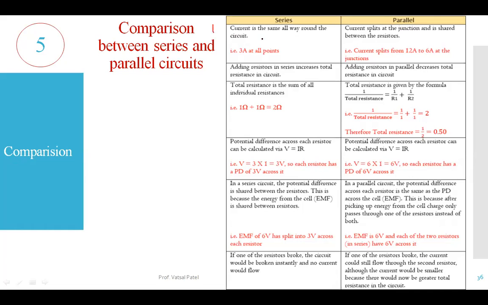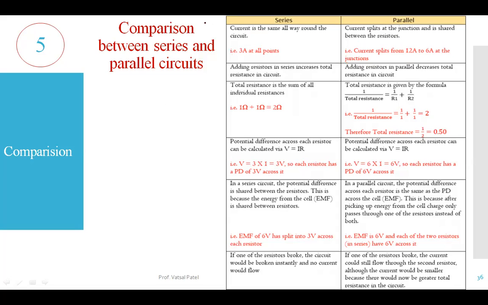First is the current. The current is the same all the way around the circuit. In the series circuit, the current will be common, or you can say the current is the same. In the parallel circuit, the current will be split at the junction and shared between the resistances. The example given for the series is 3 ampere at all points in the circuit. But in the parallel circuit, the current will be split from 12 ampere to 6 ampere at the junction.